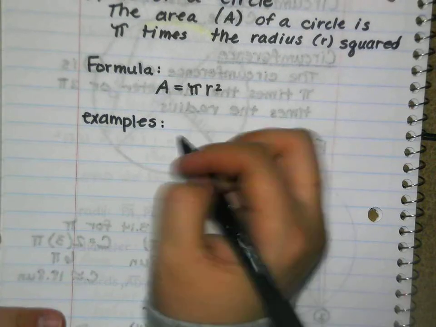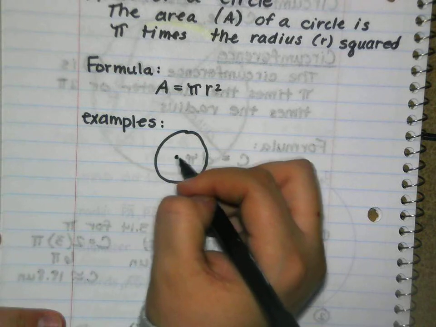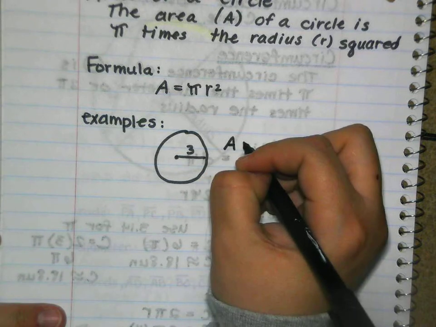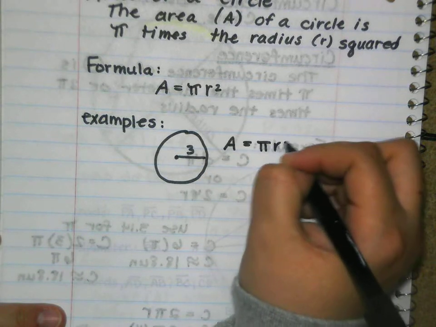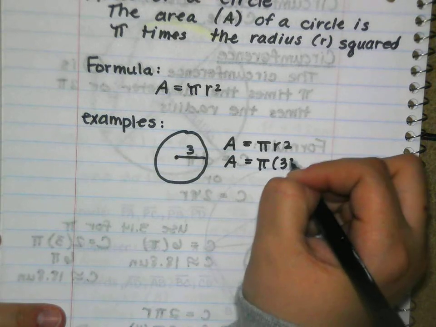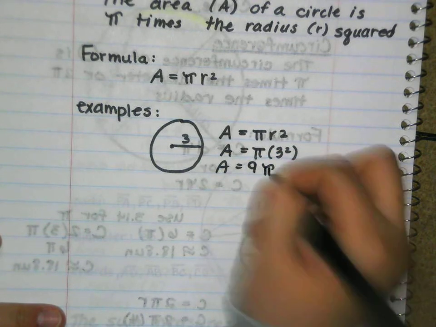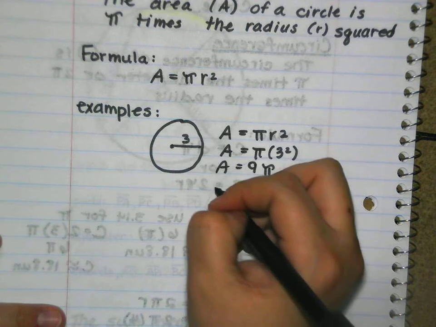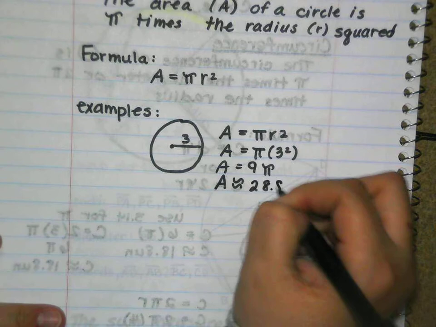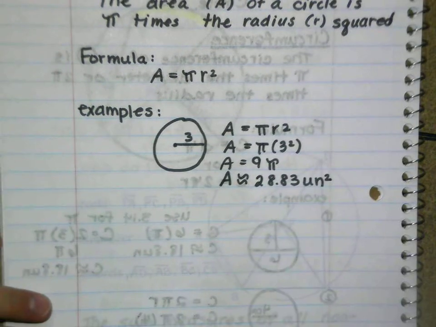Okay, so let's say I have a circle, and the circle has a radius of 3, and I want to find the area. So I would say area is equal to pi r squared. Area is equal to pi times 3 squared, because 3 is the radius. So now I know the area is equal to 9 pi. If I use 3.14 as pi, that's going to give me area approximately, because I'm rounding, to 28.26 units, and this time it's squared because we are using area.